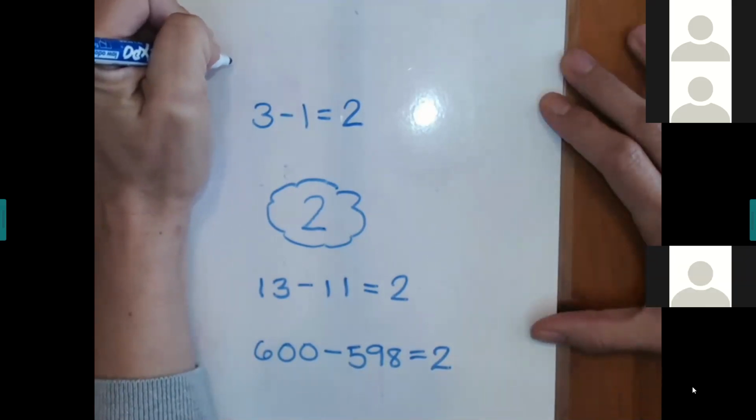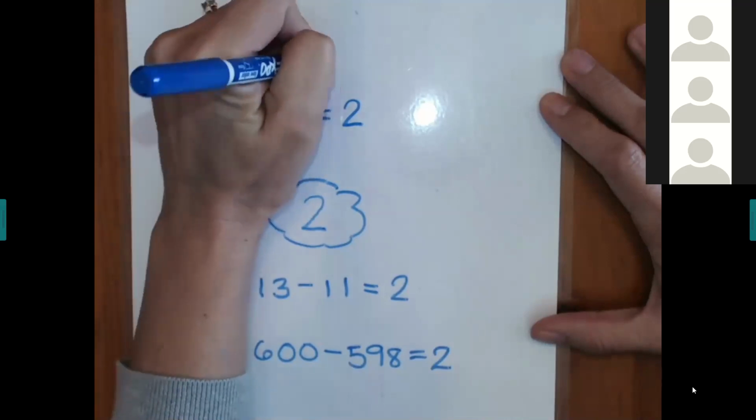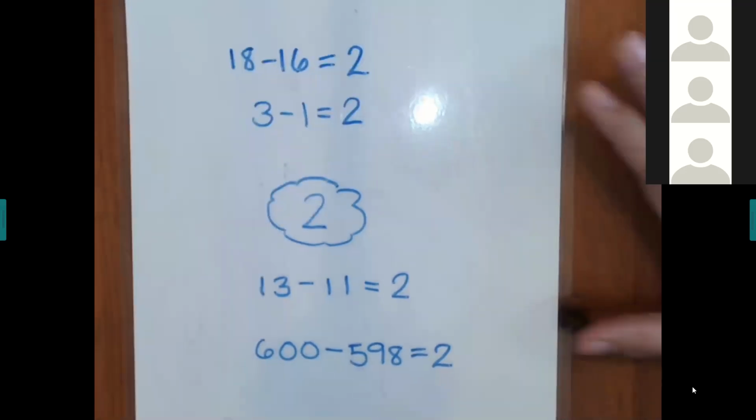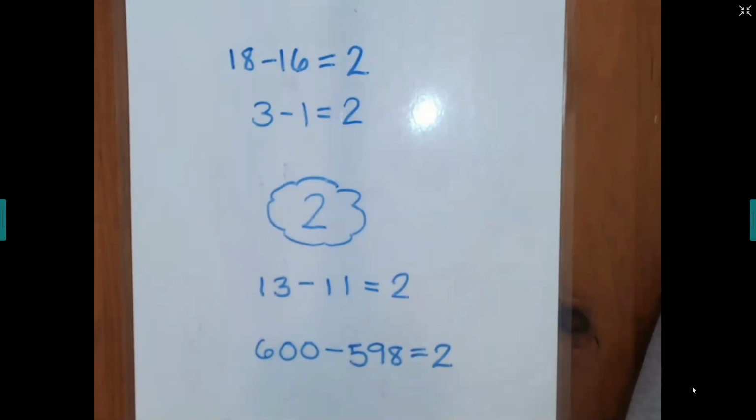18 minus 16 equals 2. Well done. Let's see. I do see that I have lots of hands up. I love seeing your hands up. I'm not going to be able to call on everyone for this one. So I hope that you're writing it down on your board. Andy, how about you?